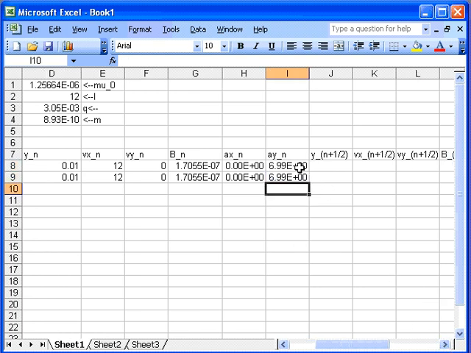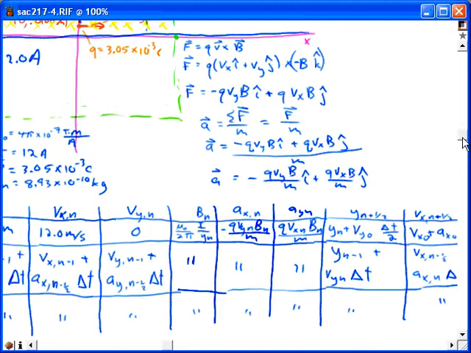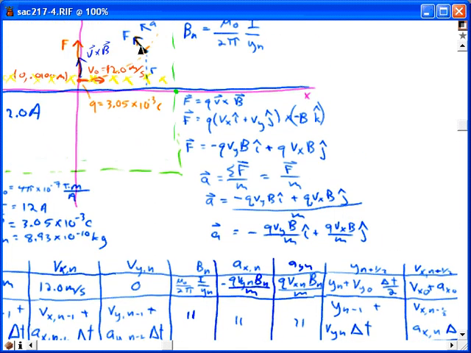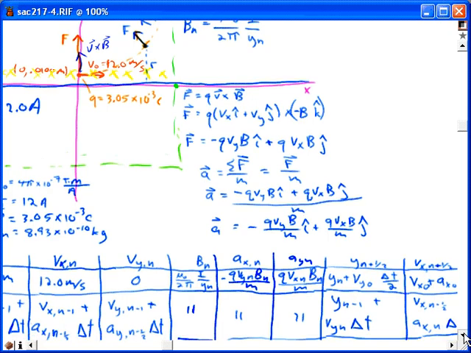Okay, this makes sense. At time 0, it's got some positive acceleration in the plus y direction, but no x acceleration, because the v cross b in this picture is straight up at this point. And at time 0, it's got a negative x component later on plus a y component, but starts off with no x component, just a y component, which is positive. Alrighty.